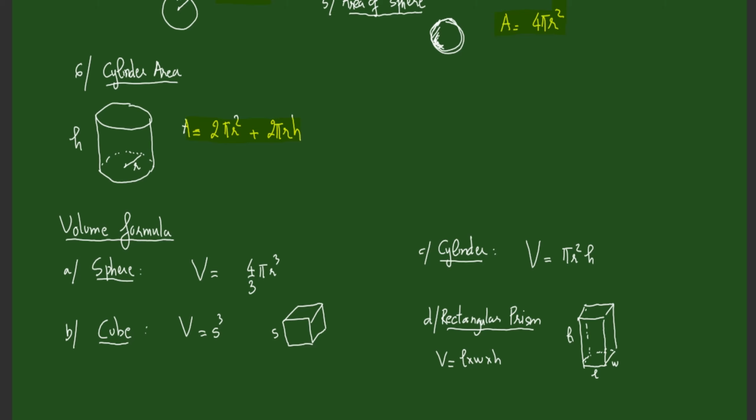Next I will be talking about some formulas for perimeter. Perimeter formula. Perimeter is the boundary, the surrounding boundary. So you just add them up. Perimeter actually is just the sum of all sides.